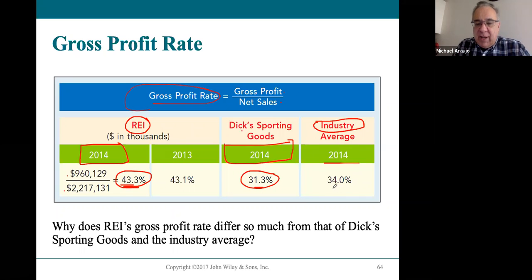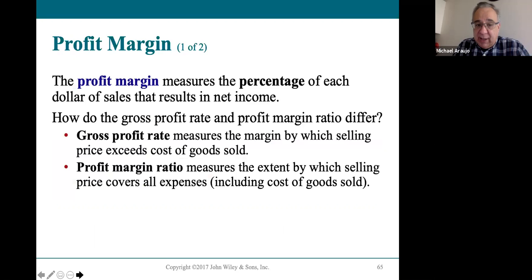Their gross profit rate is sitting at 34%. That means they are keeping 34% of the customer dollars in sales as gross profit, which also tells you their cost of goods sold is about 66 cents for every dollar. 66% of every dollar is going to cover cost of goods sold, which leaves them with 34%. So Dick's is similar to the industry. It's not very far off, but REI is significantly higher than the industry. Let's see if that actually pays off in a better profit at the end of the day.